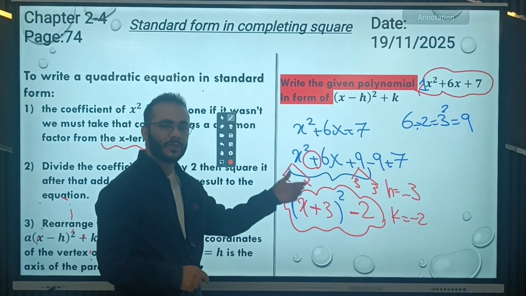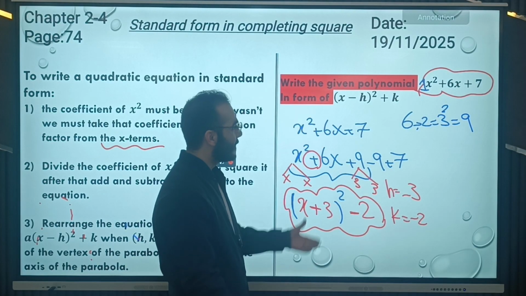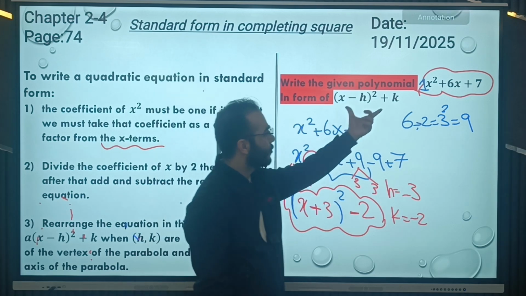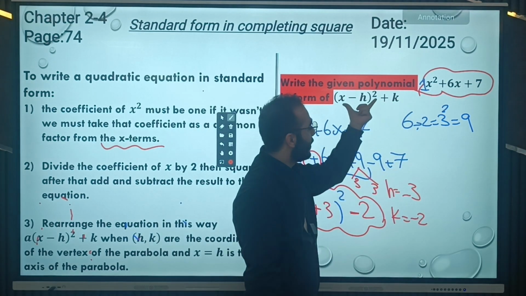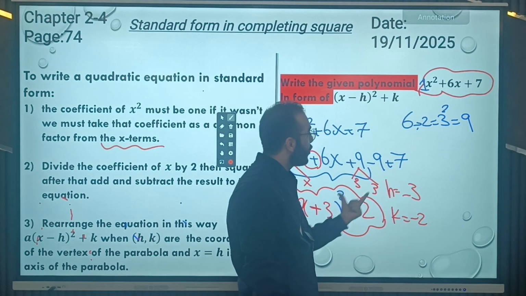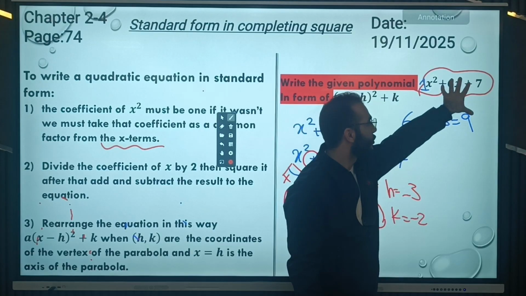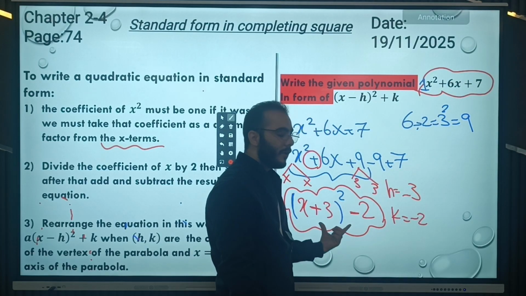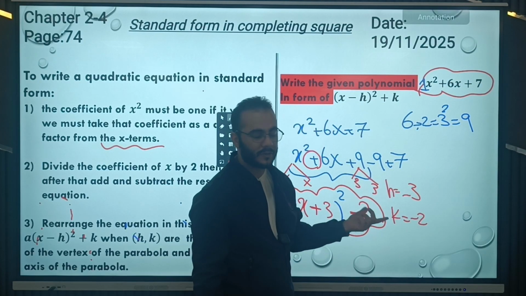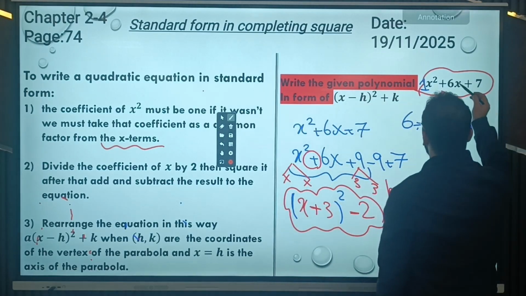Perfect. We have got more questions. I'm pretty sure you will get used to this. This is how we are going to convert that quadratic equation into vertex form. Basically this is equal to that one. But this is called general form. This one is called standard form or the vertex form. Perfect. I hope that it is understandable till now.